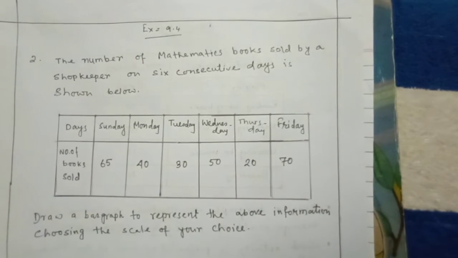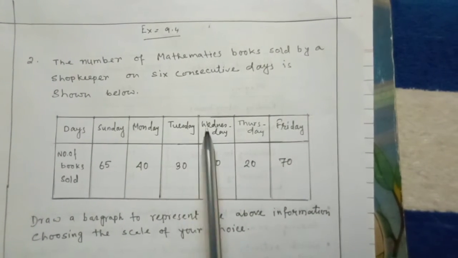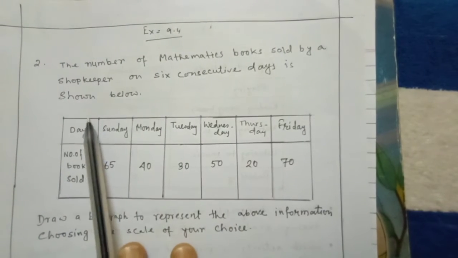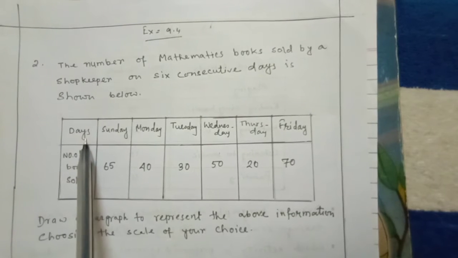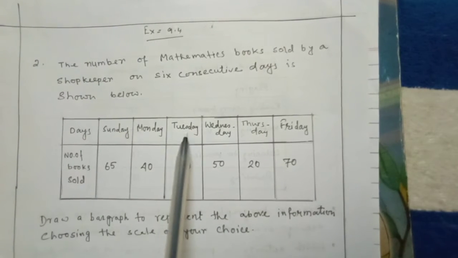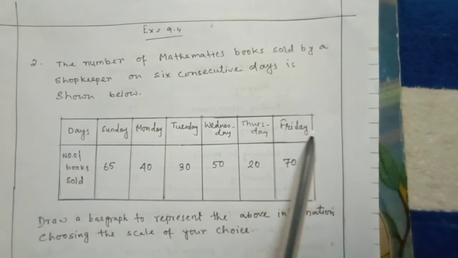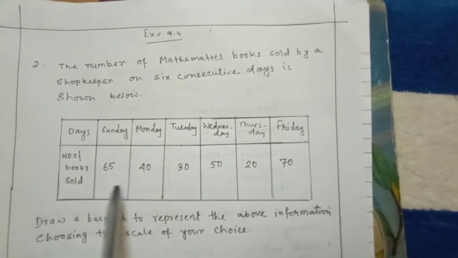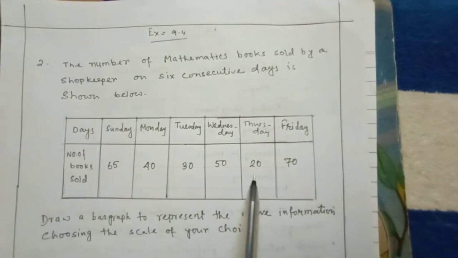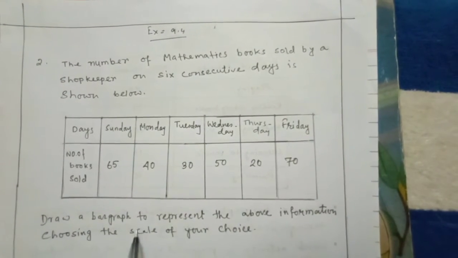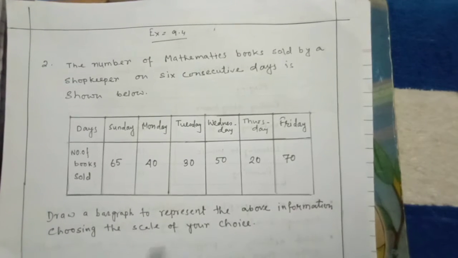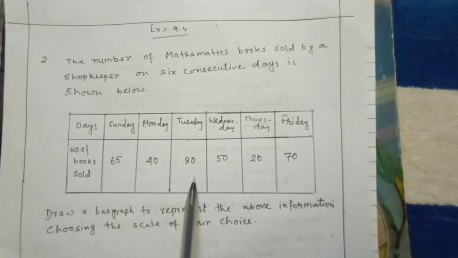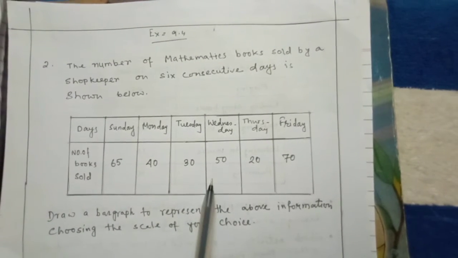See the question. The number of mathematics books sold by a shopkeeper on 6 consecutive days is shown below. Here the days: Sunday, Monday, Tuesday, Wednesday, Thursday and Friday. 6 days, 6 consecutive days, and number of books sold are given here: 65, 40, 30, 50, 20 and 70. Draw a bar graph to represent the above information choosing the scale of your choice. That means you have to draw a bar graph and the scale also you have to mention.